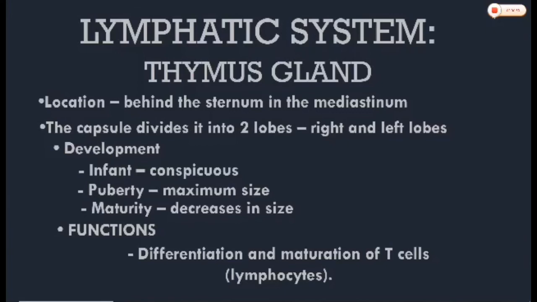And then those T cells are released into our lymph system, and they basically end up in our lymph nodes, where they can fight different types of disease, viruses, and infection. So that is the function of our thymus, the differentiation and maturation of T cells or lymphocytes.